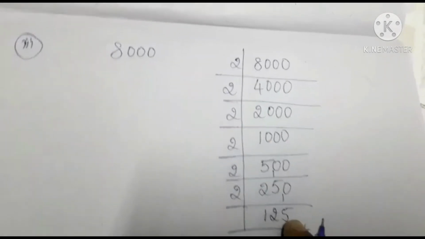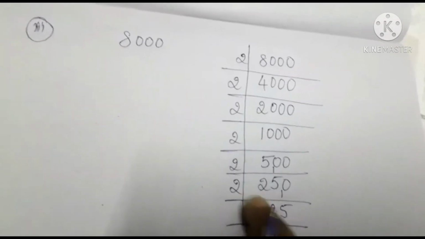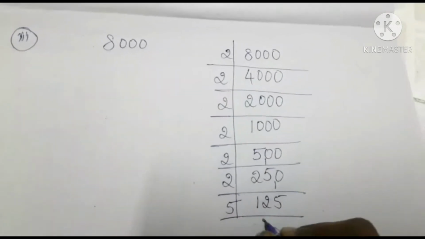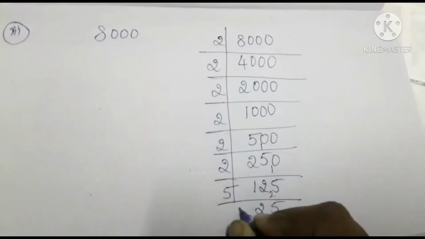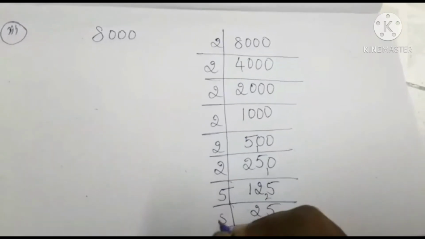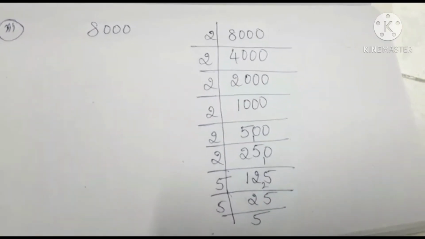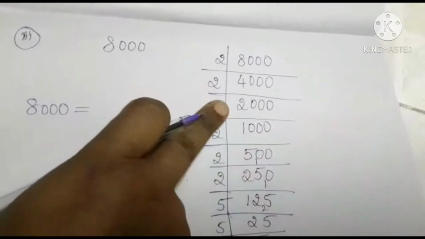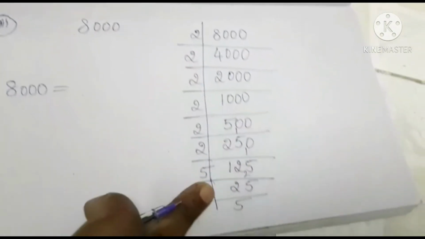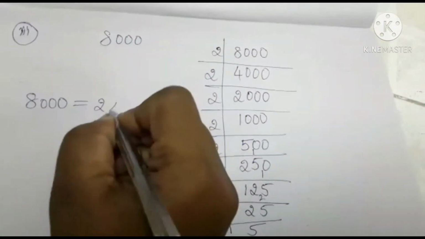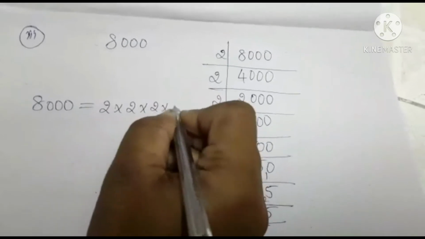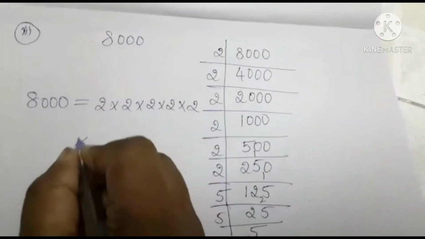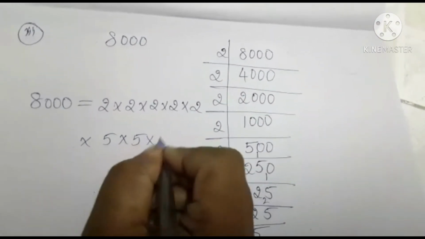So 125 divided by 2 is not possible, and 3 also not possible. So you can take that 5. 5 2s are 10. 5 5s are 25. Now 5 5s are 25. Ending with prime number. So 8000 equals 2 into 2 into 2 into 2 into 2 into 2 into 5 into 5 into 5.